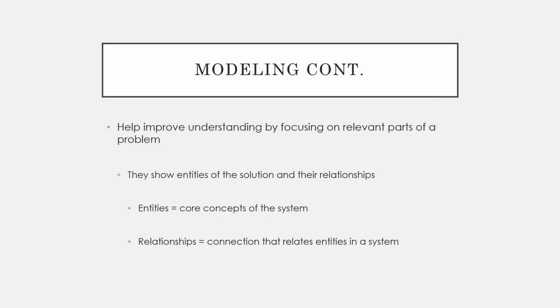But back to modeling. Modeling really only shows entities of the solution and their relationships. Some vocabulary here: when I say entity, that's just a core concept of the system, and a relationship is just connections between those entities. So if we think back to the metro system, each of my stops might be an entity. That's a core concept of the system. The relationships might be any kind of connection that relates those entities together, so any specific lines that link those entities together, maybe any other specific things we might want to know.